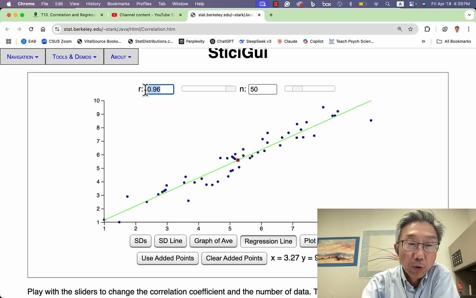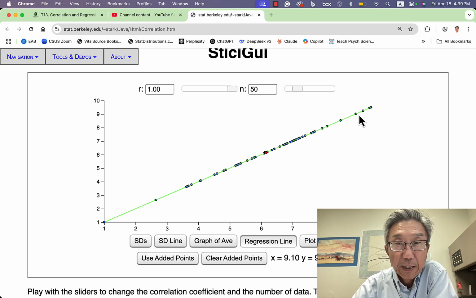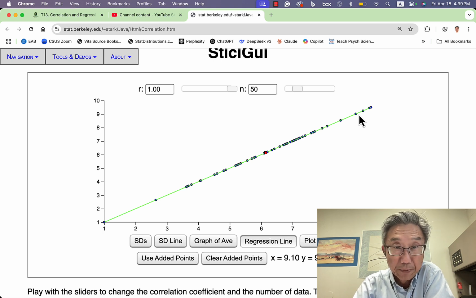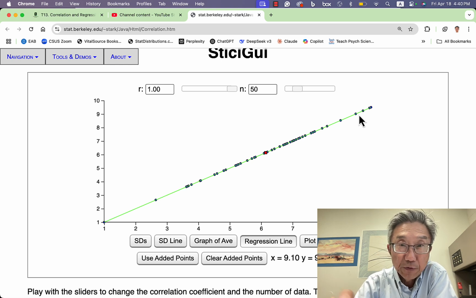What if the correlation equals 1? Then all of a sudden, all the dots are positioned exactly on the regression line. In other words, when the correlation equals 1, there is no error in prediction because the vertical distance of these dots from the regression line becomes 0. So if all the residuals are 0, then the sum of squares of residual equals 0. In other words, there is no error in prediction.